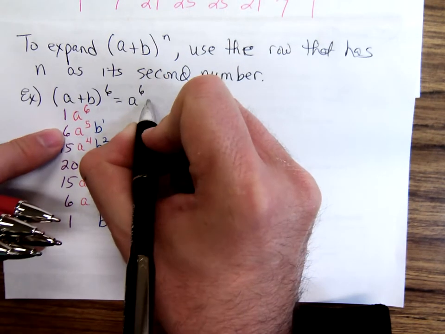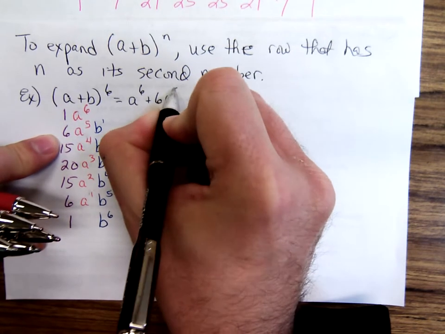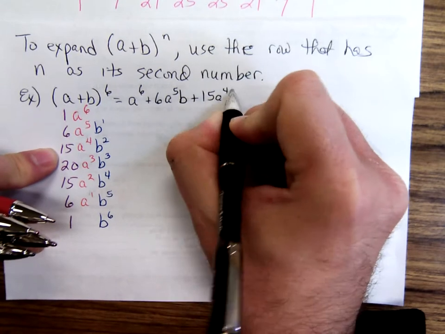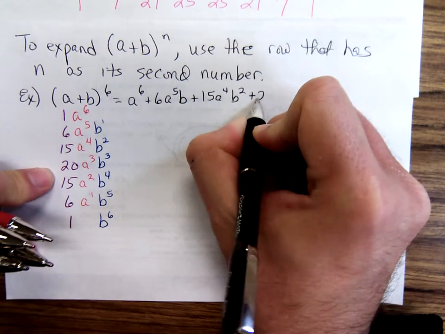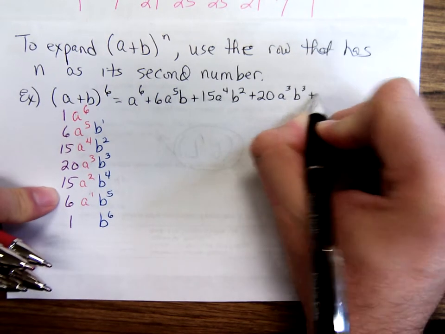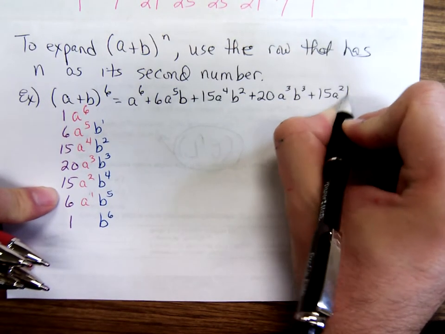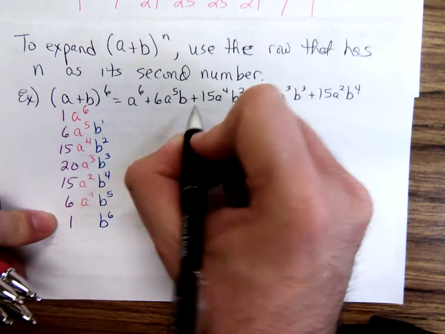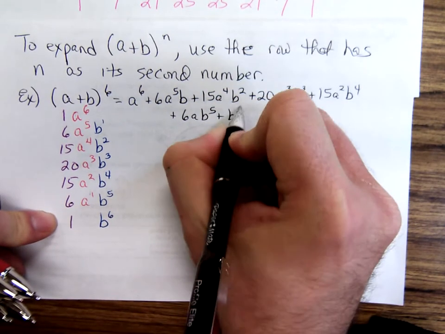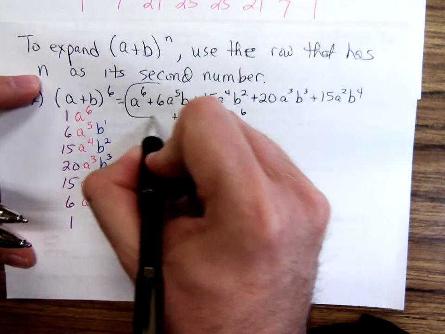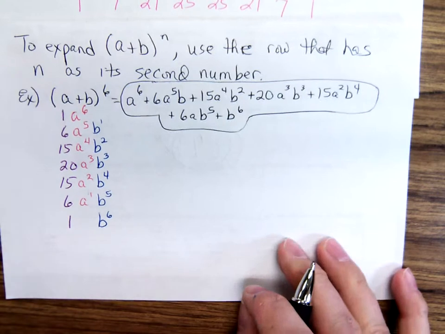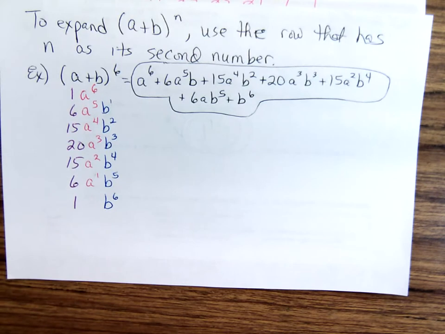a to the 6th plus 6a to the 5th b plus 15a to the 4th b squared plus 20a cubed b cubed plus 15a squared b to the 4th plus 6ab to the 5th plus b to the 6th. That's a pretty fast way of expanding something like that.